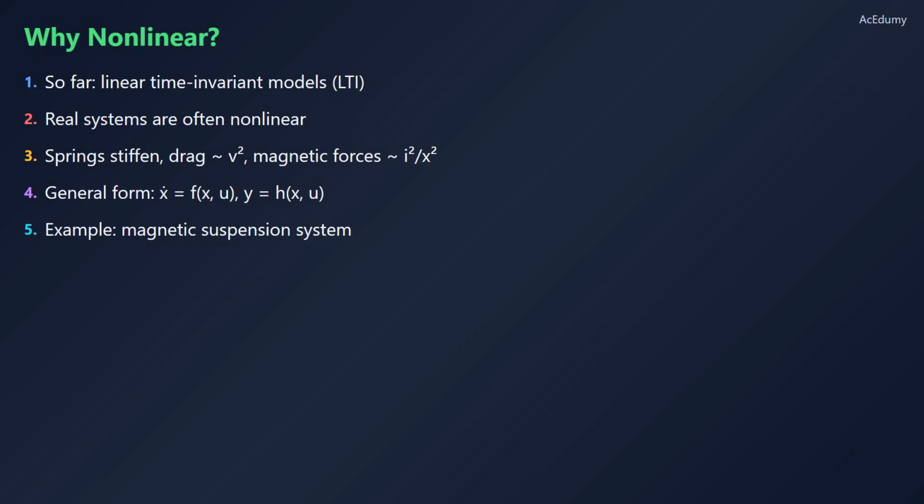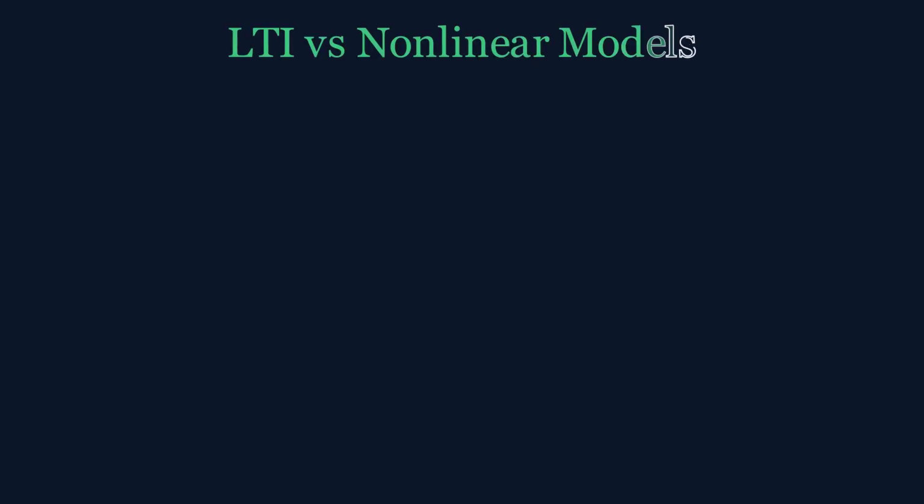Springs stiffen, aerodynamic drag is proportional to velocity squared, and magnetic forces depend on both current and distance in a nonlinear way. In this lesson, we introduce the general nonlinear state space model and apply it to a magnetic suspension system. Let us compare the two forms side by side.